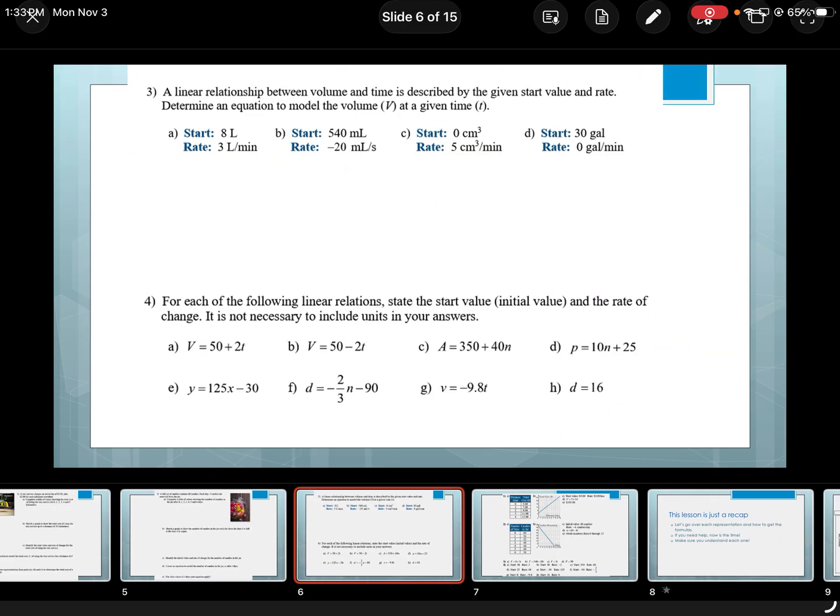Have a quick look at these questions. Question 4 was actually the starter, so we'll leave that one there. Question 3, can you create an equation for these things? Have a go.